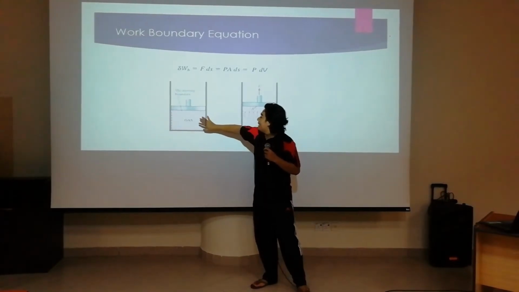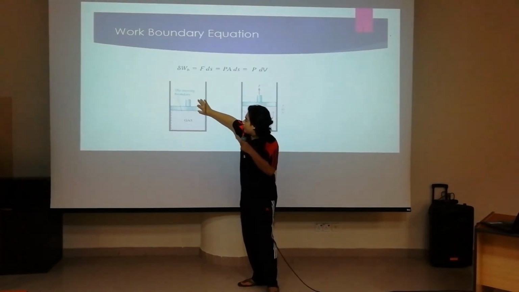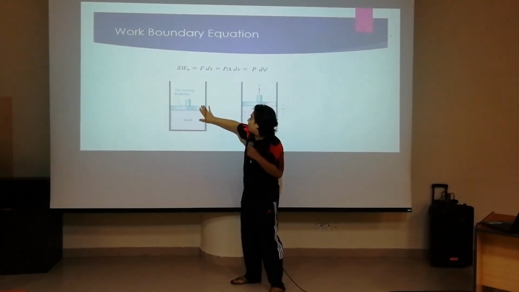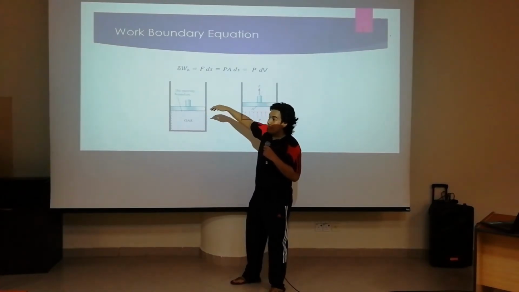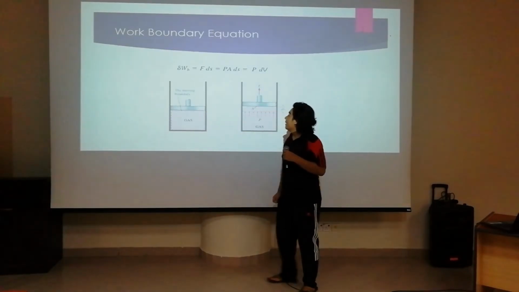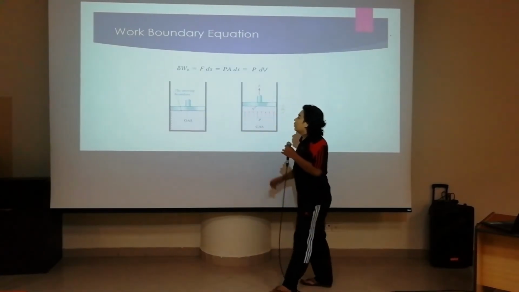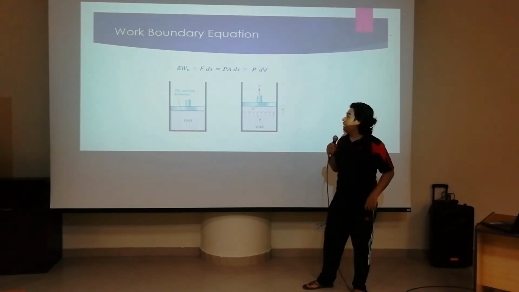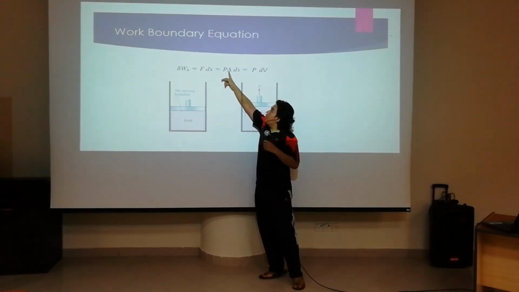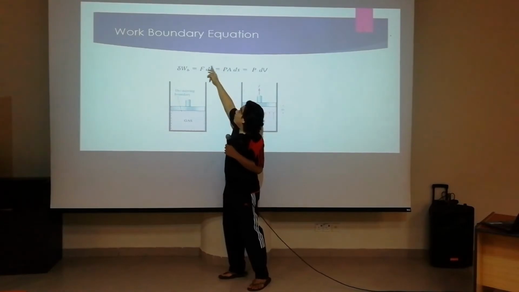What is the relation between the boundary work equation and the PV diagram? So this is the diagram for the closed system. This boundary is a moving boundary. So if we fill the container with a gas and we close it with the moving boundary, we will get this equation: delta W_B equals F, force, times ds, equals P times A, pressure times area. This is the equation for F.